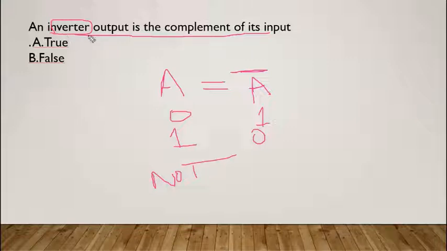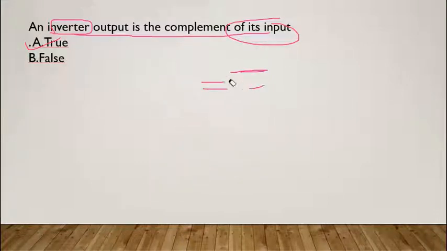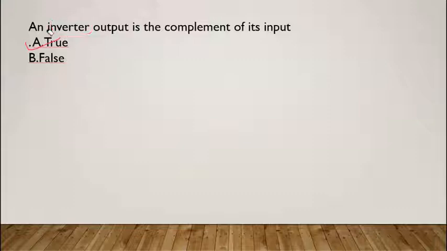So the question is, an inverter output is the complement of its input. Yes, this is absolutely true. As I said, when 0 is given, it will get complemented to 1. When 1 is given, it will get complemented to 0. So this was a simple, easy question with respect to the NOT gate. If you know the logic of the NOT gate, you can solve this question.